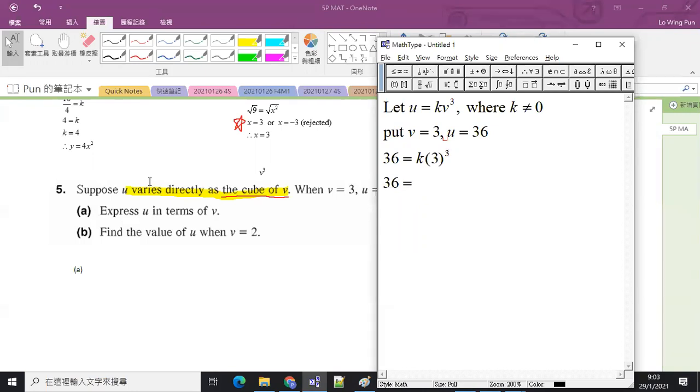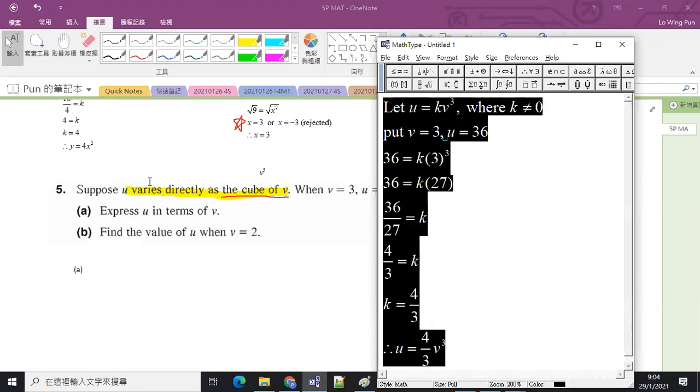So 36 is equal to k times 3 cube, which is equal to 27, right? And then divide the 27 to the left-hand side, and then simplify the fraction. It should be equal to 4/3. Can you get this? So k is equal to 4/3, which means that finally u is equal to 4/3 times v cubed. And that is exactly the answer for part A.